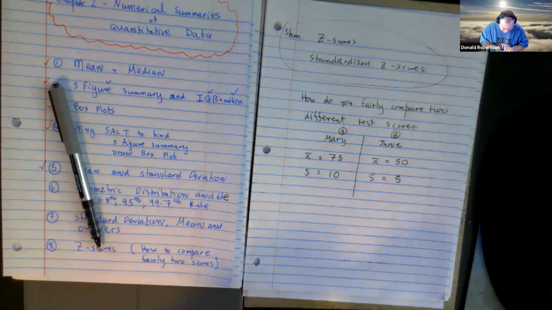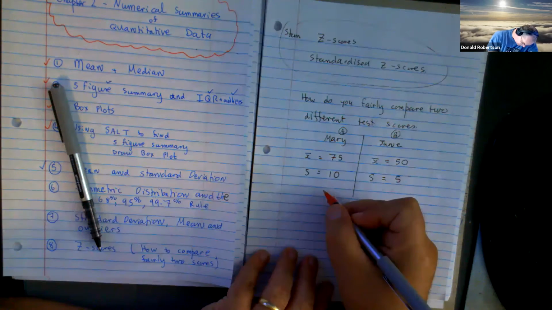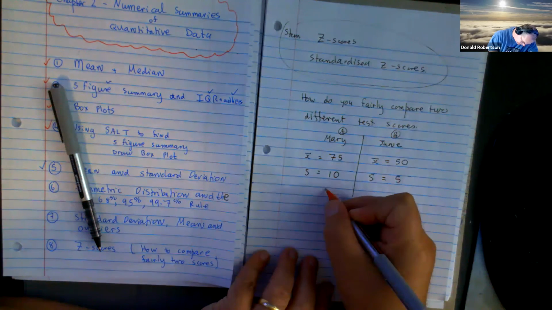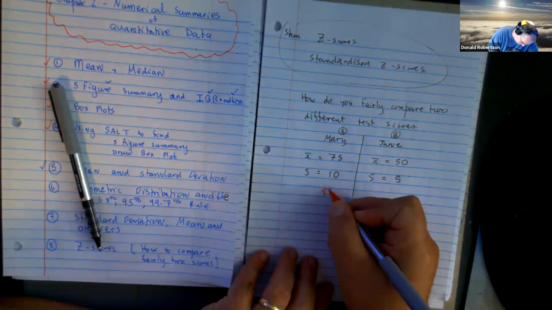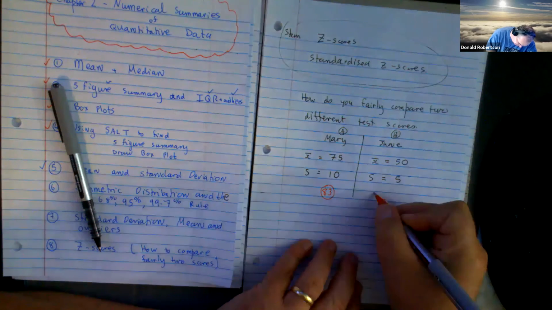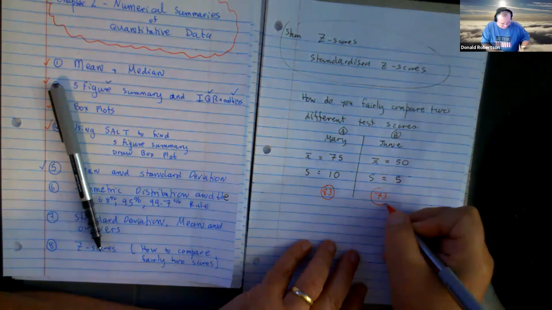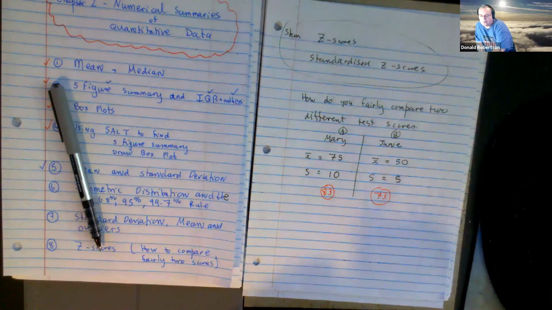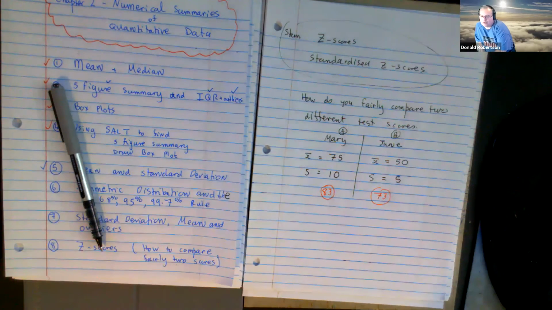And this is what Mary got. She got 83. And June, she got 73. And when they got home, they were arguing about who did best. And Mary said, Well, I got 83 and you only got 73. So obviously I did better because I got a higher score.